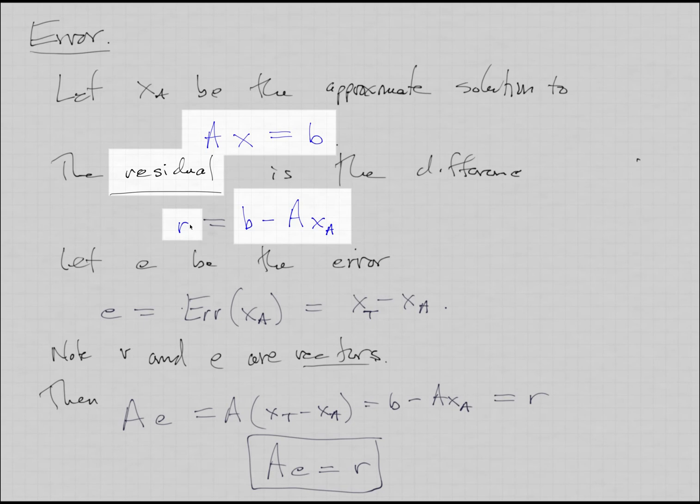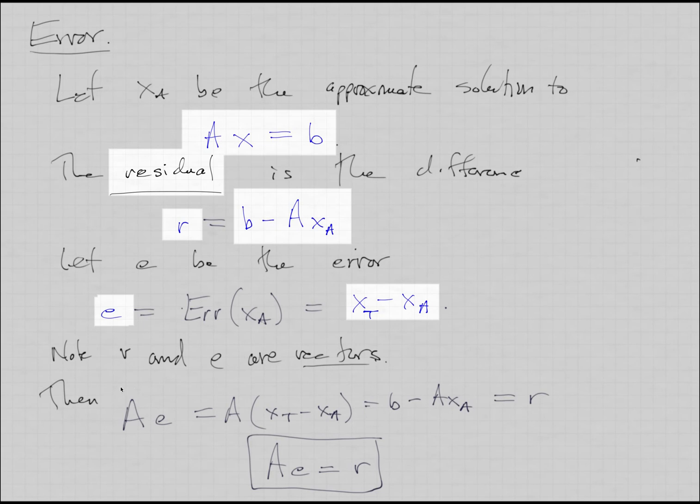Okay, so r is the error in A times x, you might say, whereas e, as usual, is the error in x itself. It's equal to the true value of x minus the approximation to x. Note that r and e are vectors here. They're both actually vectors. e, for example, is a vector that consists of the error in each component of x.